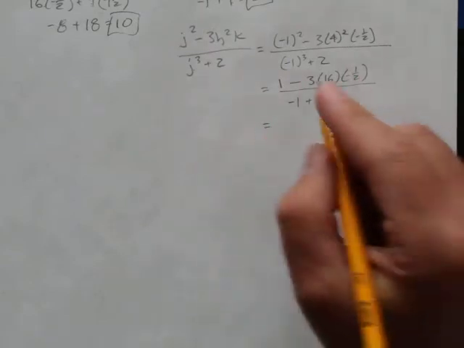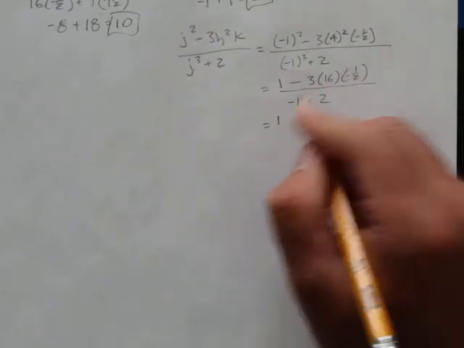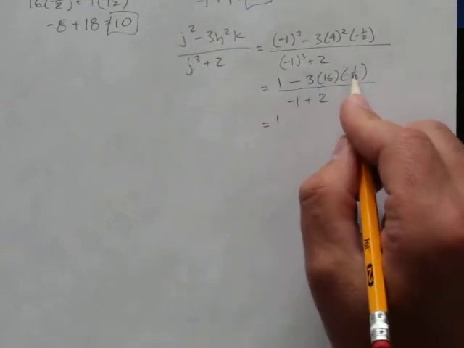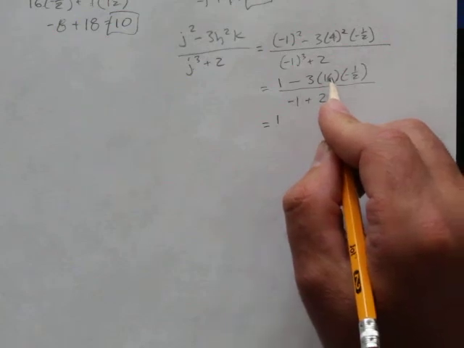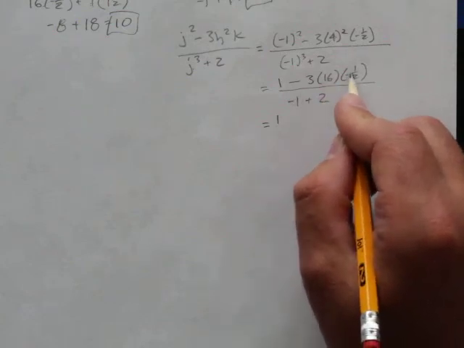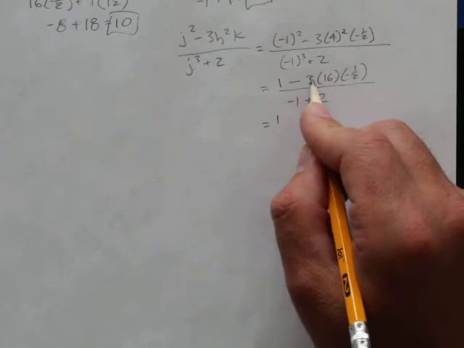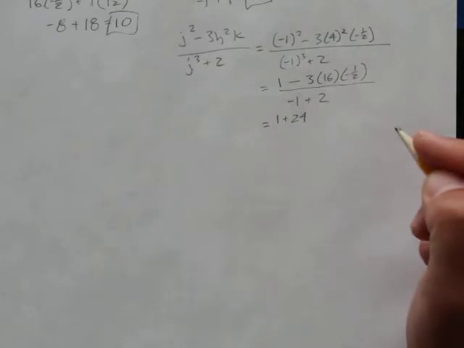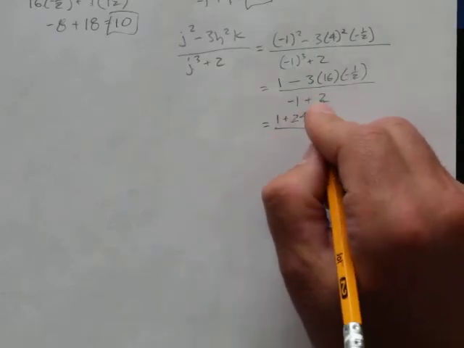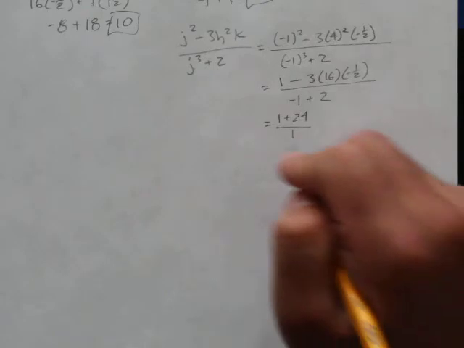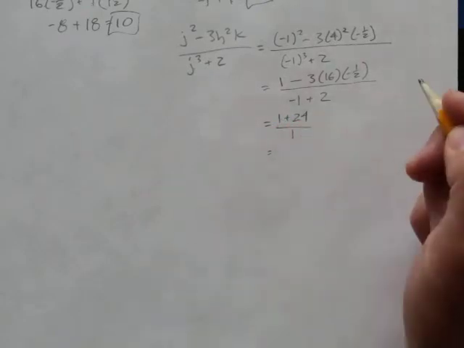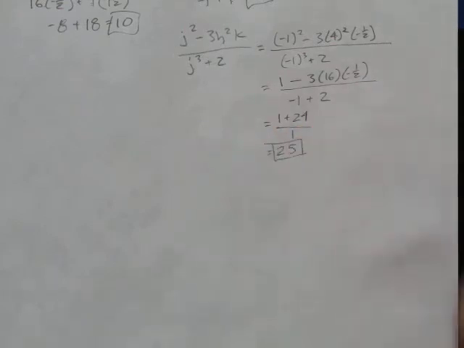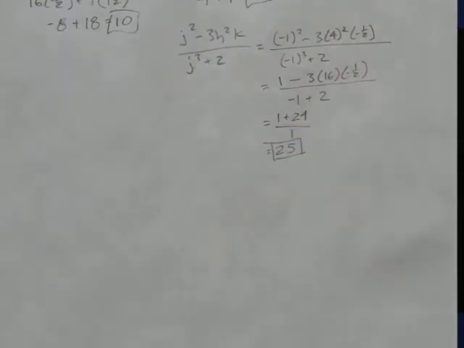All right, let's keep going. Now let's do all of this mess here. So let's do 1/2 times 16. That's going to get me 8, right? And it's negative. So I've got negative 8 times a negative 3, which is going to give me a positive 24, over negative 1 plus 2, which is 1. And so I end up with 1 plus 24, which is 25, divided by 1, which is 25. Whew, that was a good U-try.